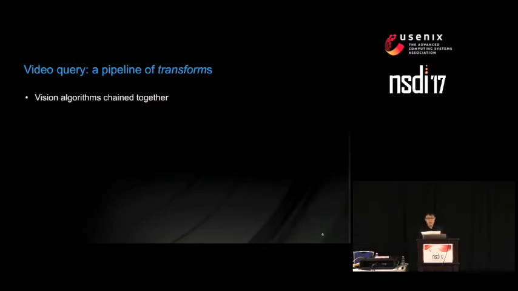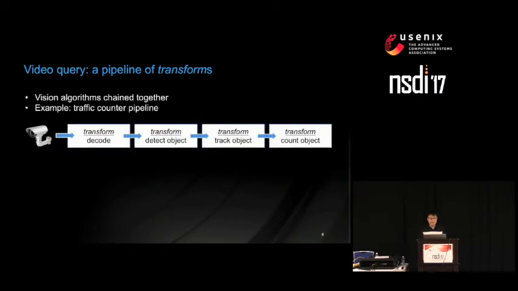A video query can typically be represented as a pipeline of transforms. As an example, here is a query pipeline for car counting. At the beginning, a video stream is decoded to individual frames by a decoder. This component might also decide to lower the frame rate or resolution based on your resource limit.